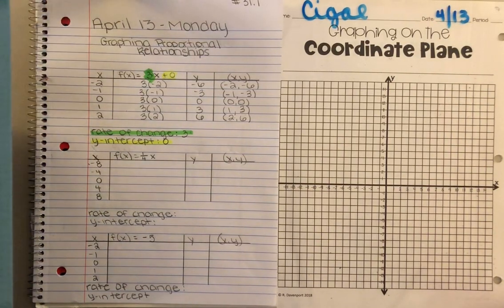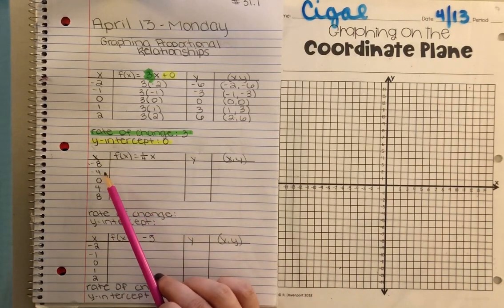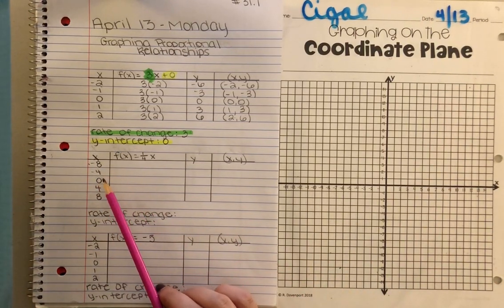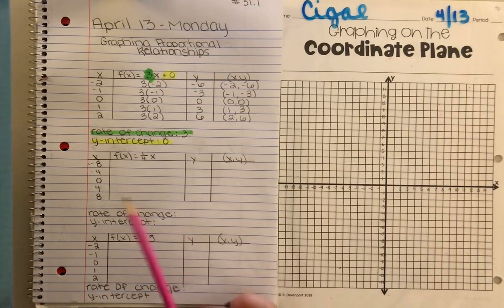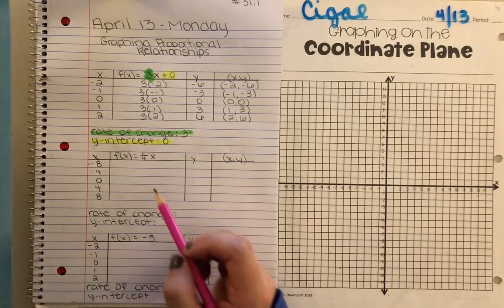All right, next one, we have a fraction. So if you notice the x values I chose, I picked something a little bit different this time, mostly because I didn't want to be inputting a negative 2 in here and then having to multiply it by a fraction. So I chose some different values that I thought would make it a little bit easier for us to do the math. So let's input some stuff.